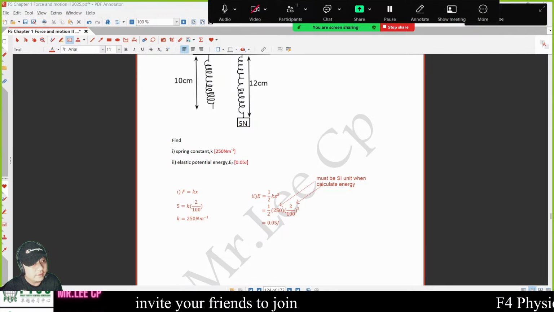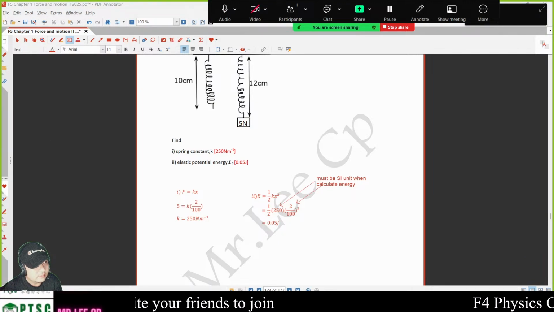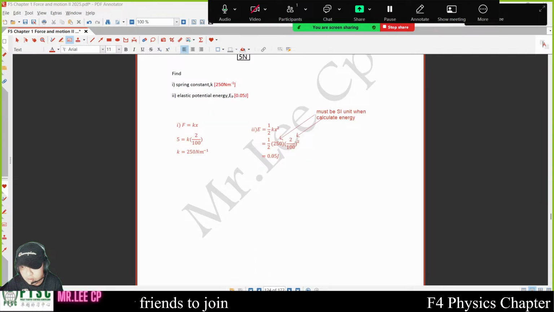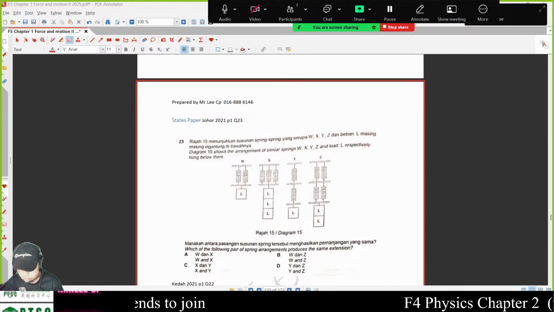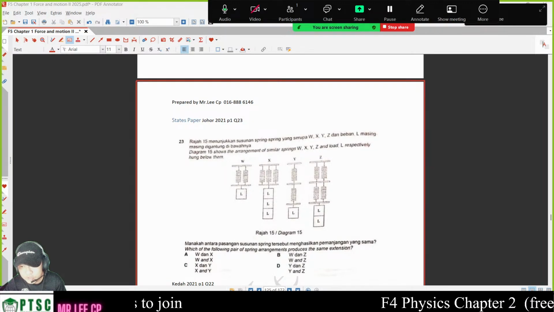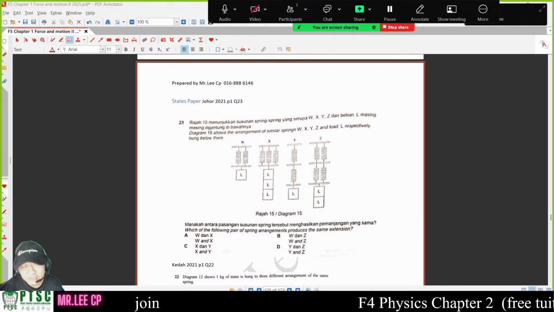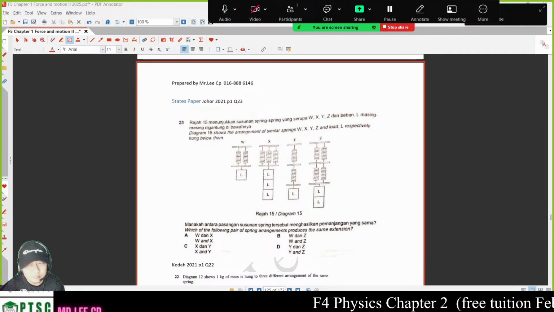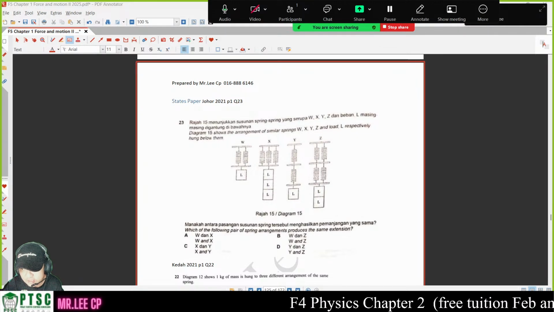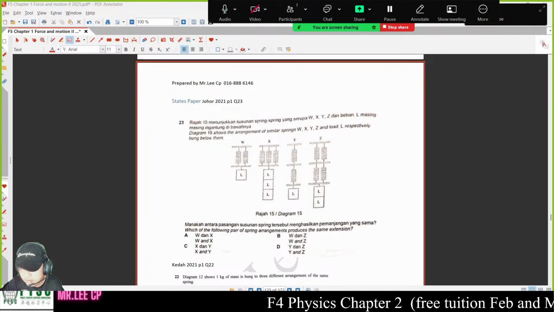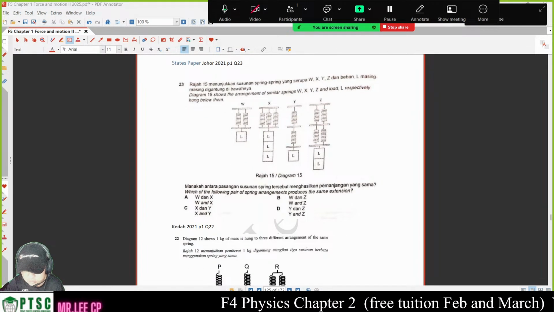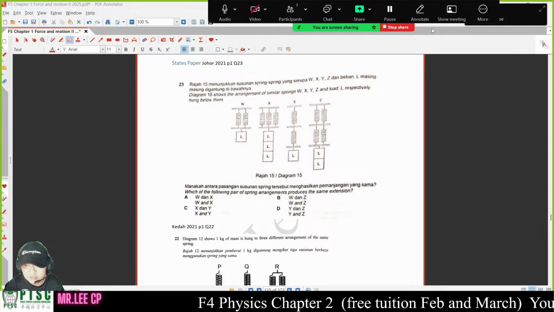Okay. Are you okay with here? I hope you are okay. So we quickly go to some question here. Diagram 5 shows an arrangement of similar springs W, X, Y, Z, and loads L hanging below them respectively. So which pair of the springs arranged produces the same extension, right?